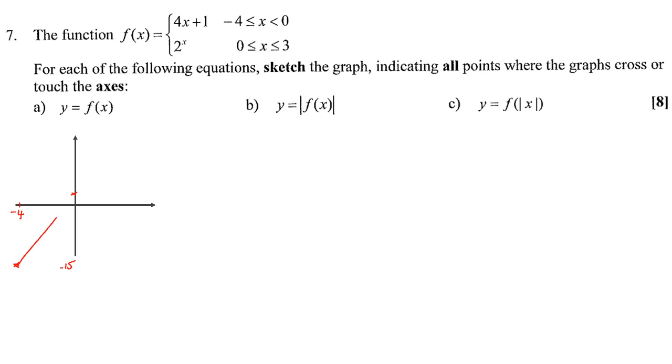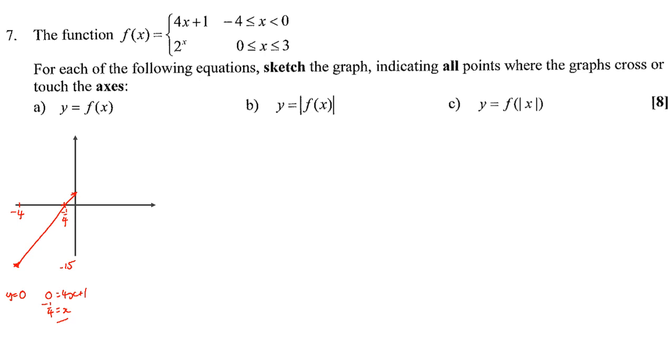The point where it crosses the x-axis then, so when y equals 0 or f of x equals 0, 0 is 4x plus 1, so minus 1/4 is x. So this point here is minus 1/4.